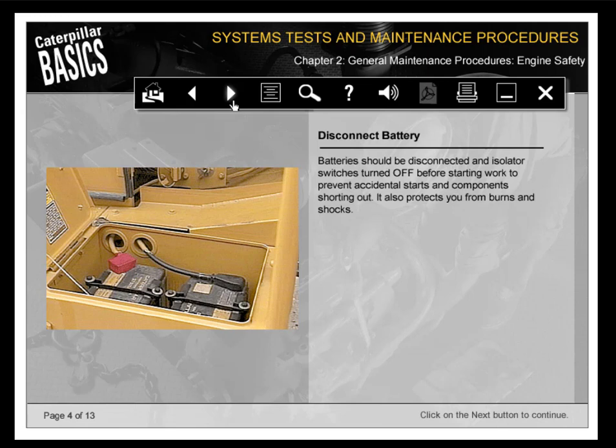Batteries should be disconnected and isolator switches turned off before starting work to prevent accidental starts and components shorting out. It also protects you from burns and shocks.